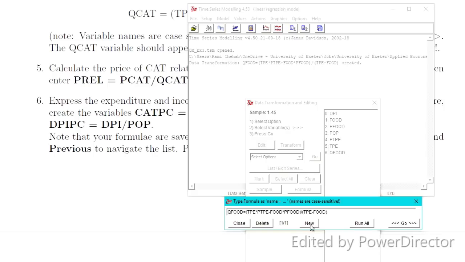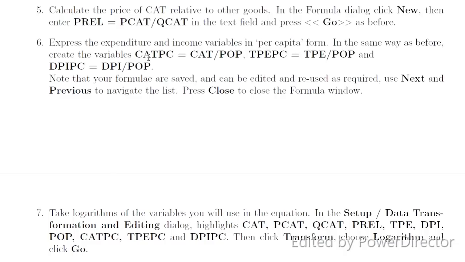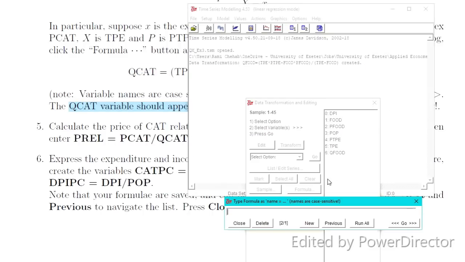And then we have to press new, because the second question is telling you what. So now we have written this formula down. The qcat variable should appear in the variable list, which it did.